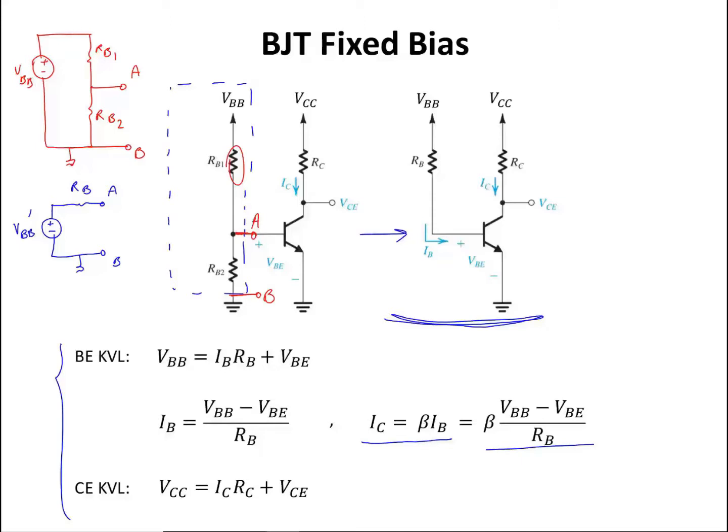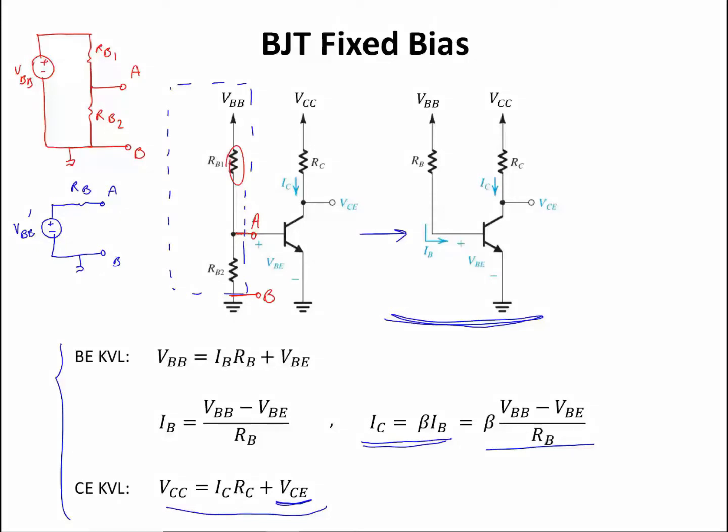And from the collector emitter KVL, I have VCC is equal to IC RC plus the collector to emitter voltage. In this transistor circuit, if the value of beta changes, the value of IC, the collector current, is going to also change, and from there the value of VCE is going to change, because in this equation, if IC changes, the value of VCE is going to change.